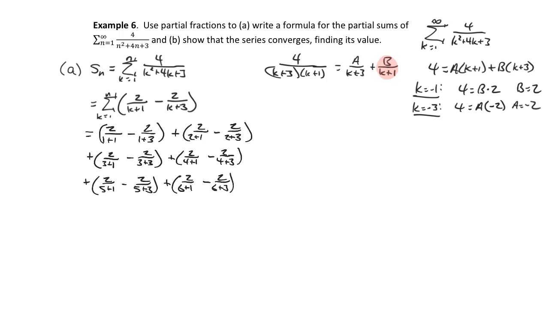Okay, so then we're going to take a little break. Okay, I'm going to write two more lines here. And then we're going to do some simplifying. The very last line, I'm going to let k be equal to n at the very end. So the last one, I'll have 2 over n plus 1 minus 2 over n plus 3.